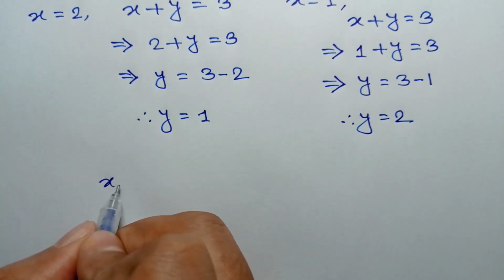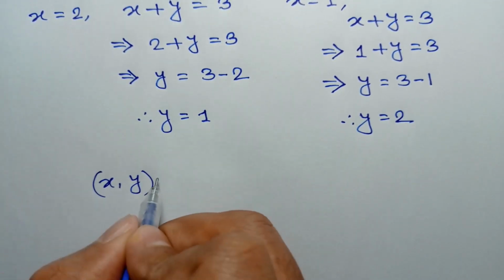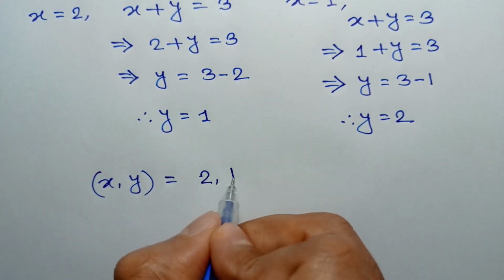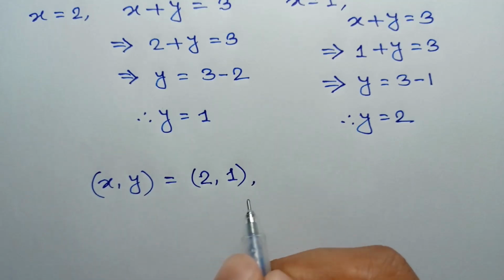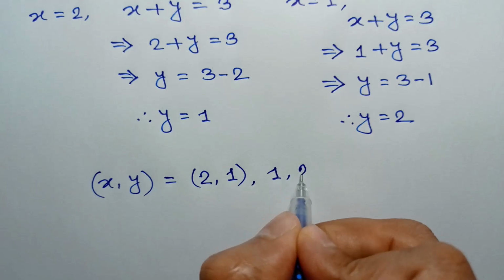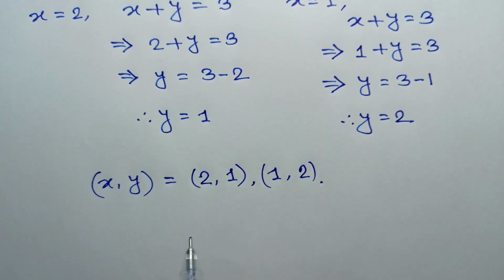So the values of x and y are: when x is equal to 2, then the value of y is equal to 1, and when x is equal to 1, then the value of y is equal to 2. So this is the solution of these equations.